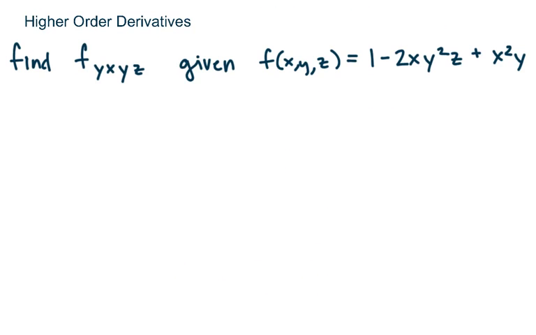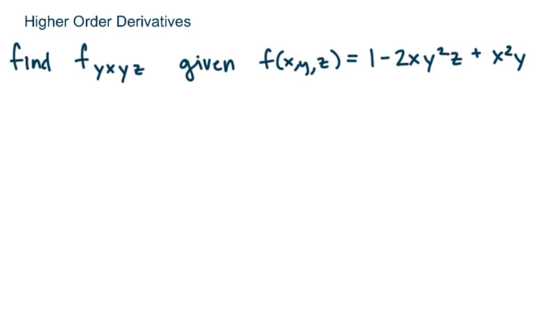So higher order derivatives. Find partial z, y, x, y. Now, does the order matter? No, we know the order doesn't matter. We just need to use z once, x once, and y twice. So as we list our steps out, the order in which we write these matters, but we know as long as I have 2 y's, an x, and a z in my final answer, it will be equal.